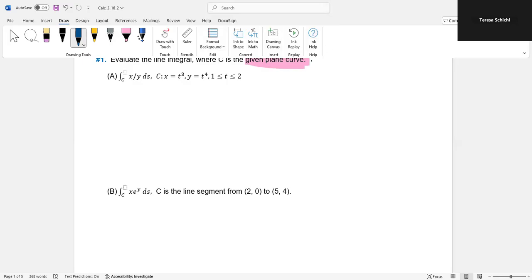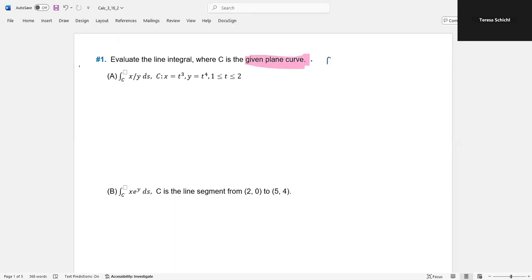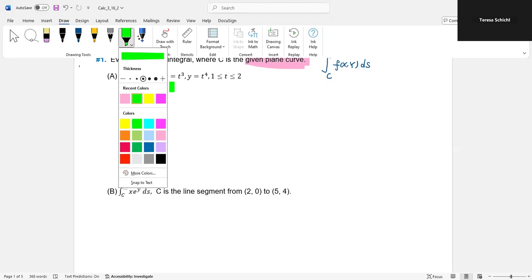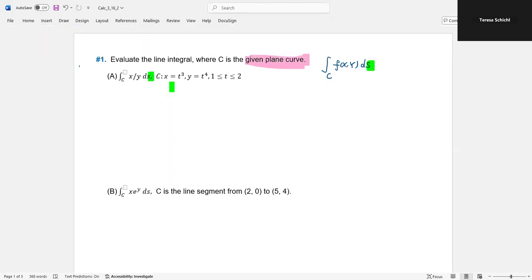So we set the curve. If I have a curve C, then I have f of x, y and the ds. We integrate according to the arc length, the ds. Like we said before, be careful about this ds. So, what do we do here?